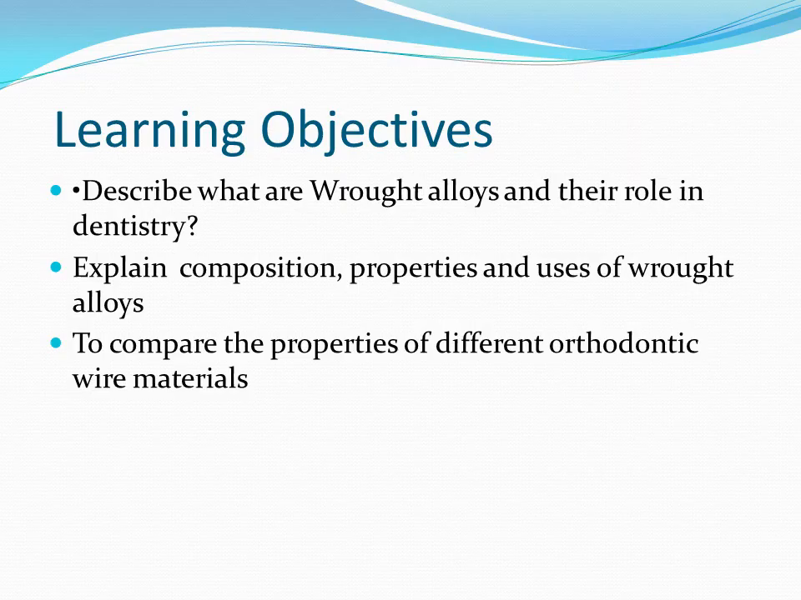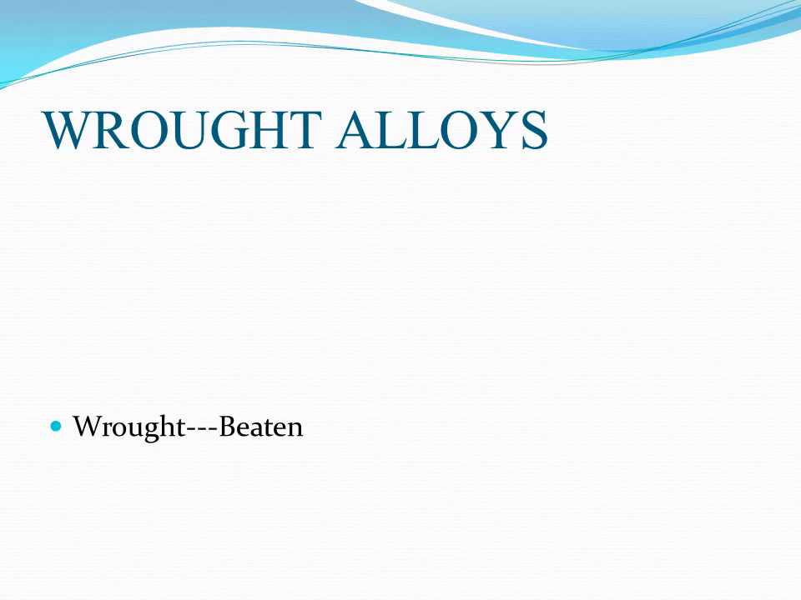So you should be able to describe and define what are wrought alloys and their role in dentistry. Explain the composition, properties and uses of the different wrought alloys, and compare the properties of the different orthodontic wire materials. So the wire materials are also a part of the wrought alloys.